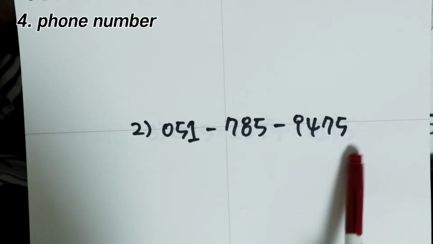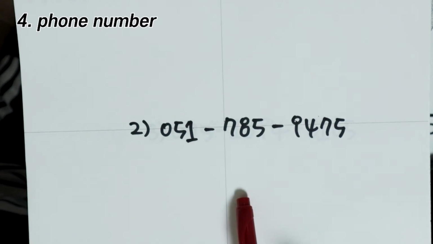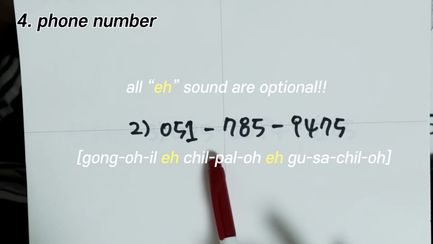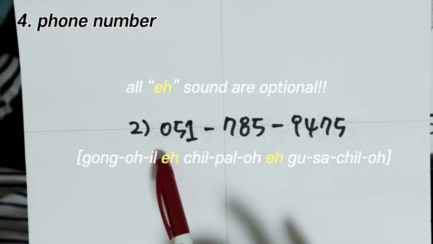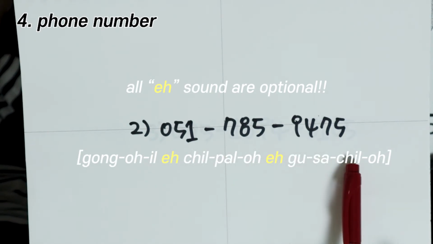What about this number? Do you have a hard time? So I'm gonna give you 3 seconds again. 3, 2, 1. 051에 785에 9475.